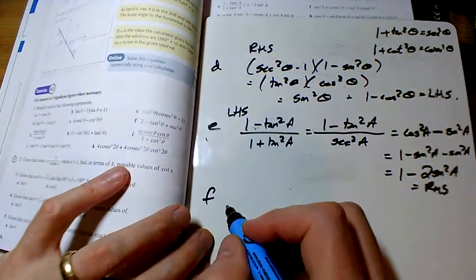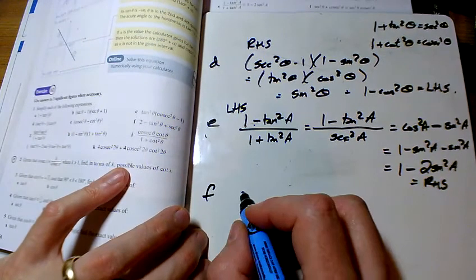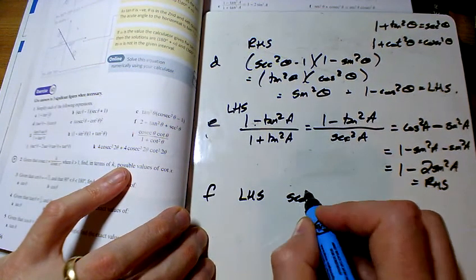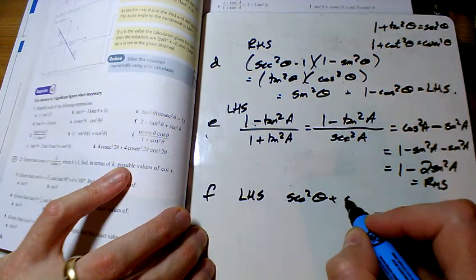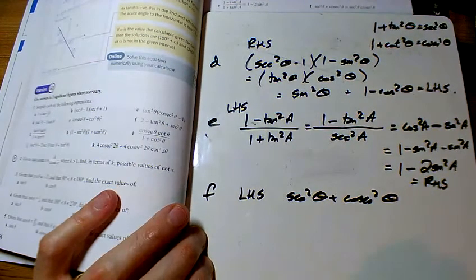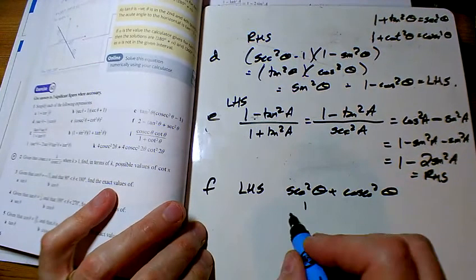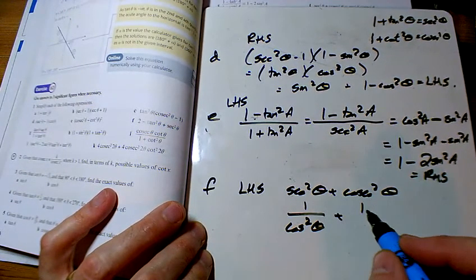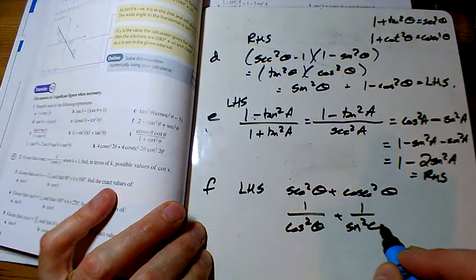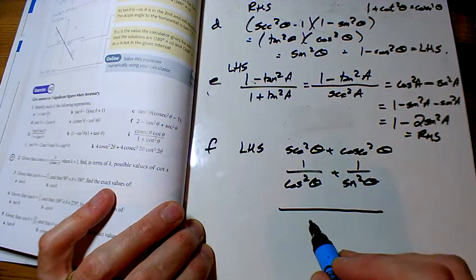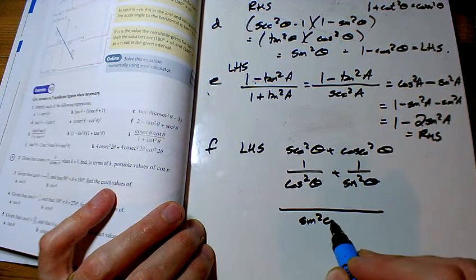F. So for F, let's start on the left here. So I've got sec squared theta plus cosec squared theta. You might not know what to do with that, but we could actually put them as fractions, couldn't we? Because sec is 1 over cos squared, and cosec is 1 over sine squared. And if we add these two fractions together, we can have a nice common denominator of the two of them.